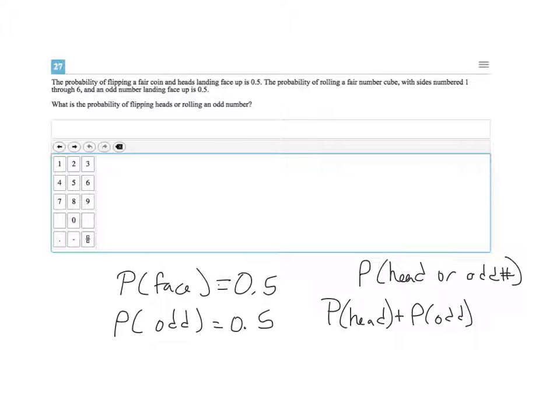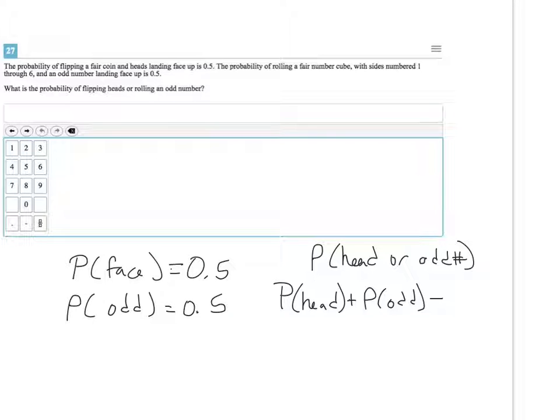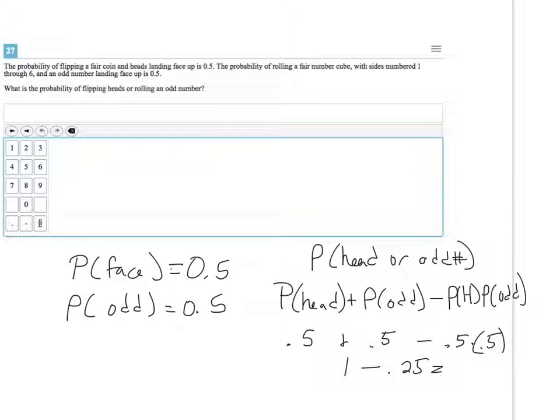The issue here is that there is overlap. It is possible to get a head and an odd at the same time. I can flip a head and roll a 3, and I've gotten that. So we have to subtract all the overlap. The overlap would be them happening at the same time, which would be the probability of a head times the probability of an odd, because when you're doing an and, you multiply. So this would be 50% plus 50% minus 50% times 50%. So this is 1 minus 0.25, which is 0.75.